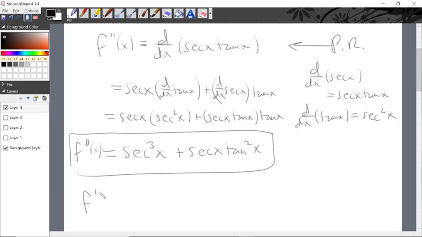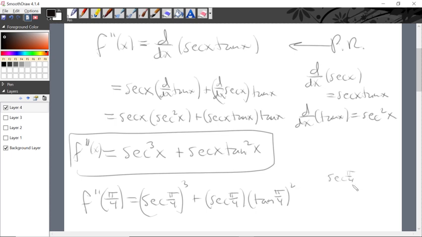Now we can evaluate at the input pi over 4. So we want to know what is the secant of pi over 4, and then cube that quantity, plus the secant of pi over 4 times the tangent of pi over 4 squared. Now, the secant of pi over 4 is 1 over the cosine of pi over 4. Cosine of pi over 4 is root 2 over 2, so secant of pi over 4 is 2 over root 2, which in other words is the square root of 2.